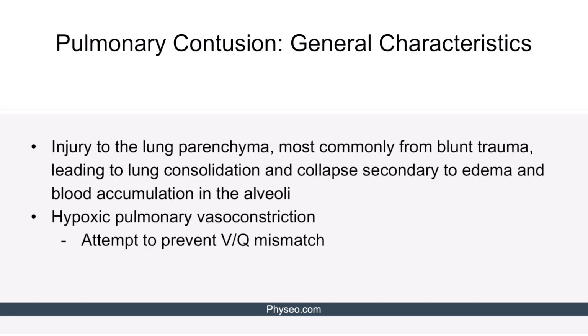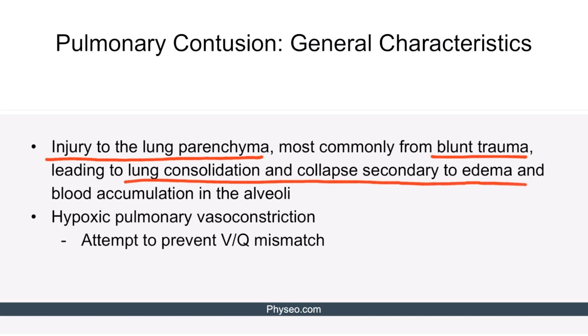Let's begin. First, let's discuss the pathophysiology behind pulmonary contusion. To start with, a pulmonary contusion is an injury to the lung parenchyma, most commonly from blunt trauma, leading to lung consolidation and collapse, secondary to edema and blood accumulation in the alveoli. Let's take a minute and understand this process.